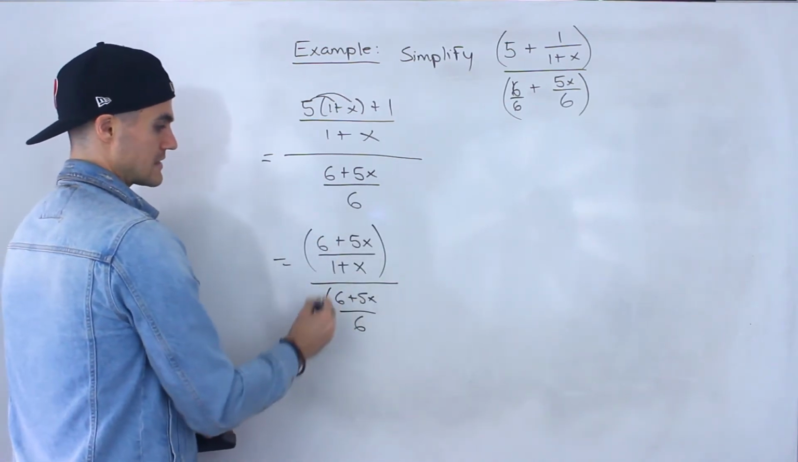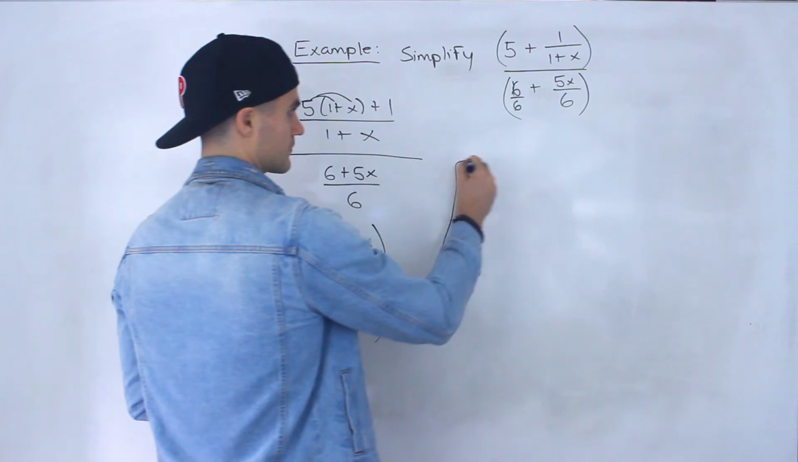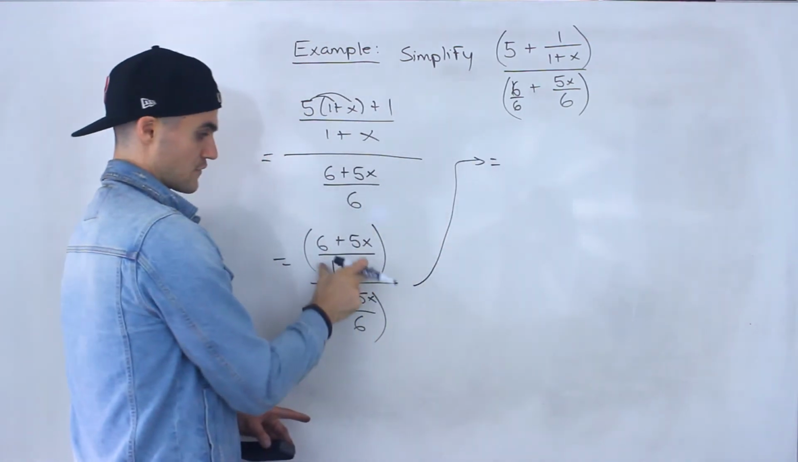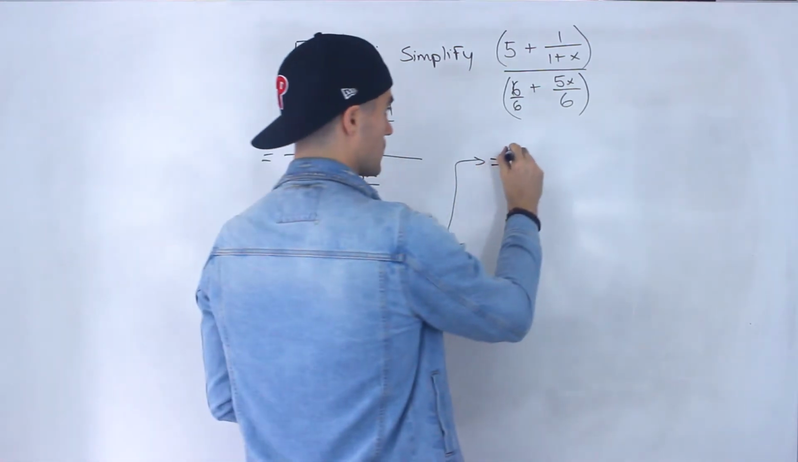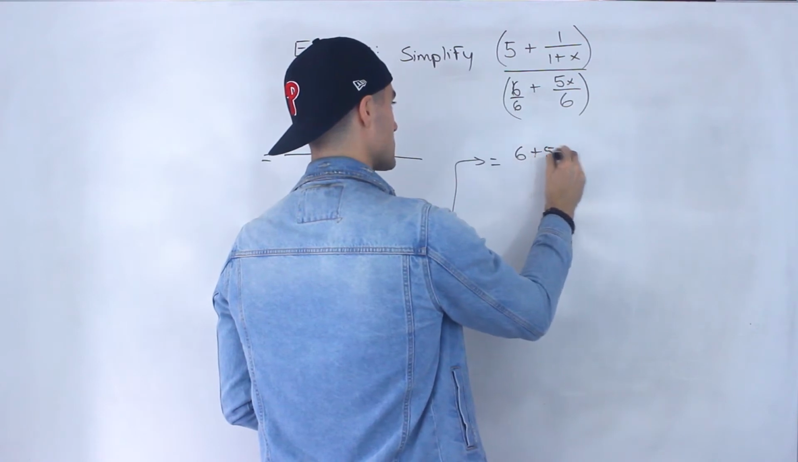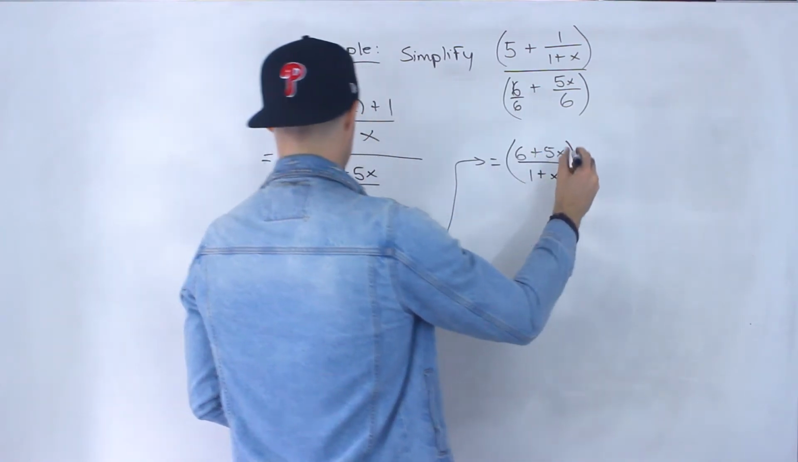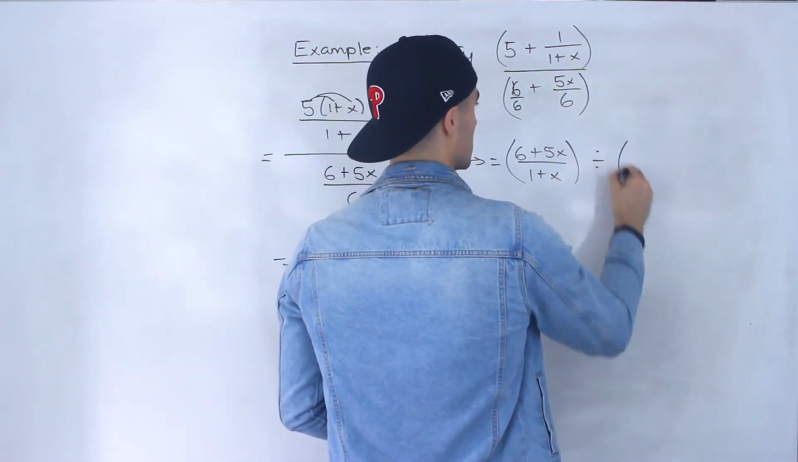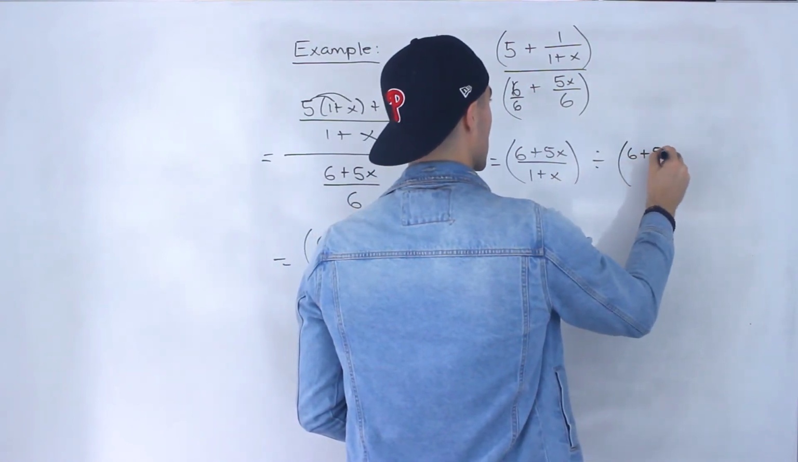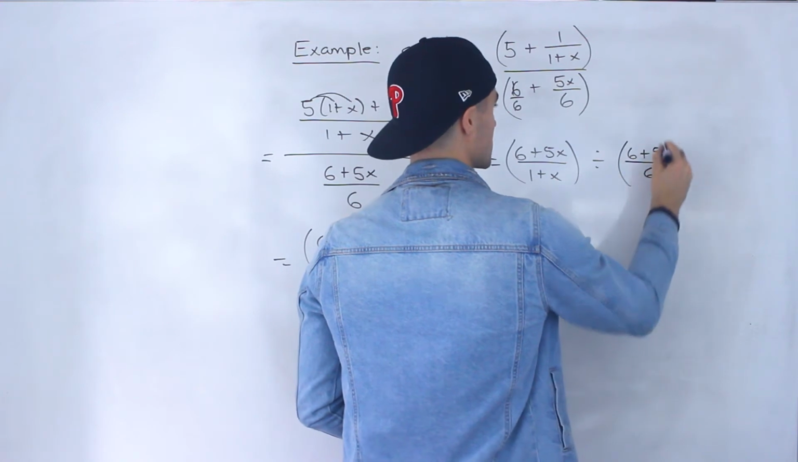And we can rewrite this as this fraction divided by this fraction. So we'll have 6 plus 5x over 1 plus x, divided by 6 plus 5x all over 6.